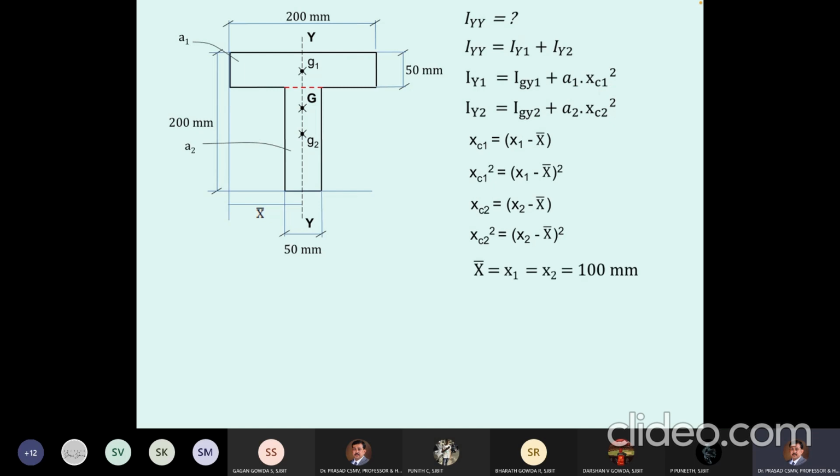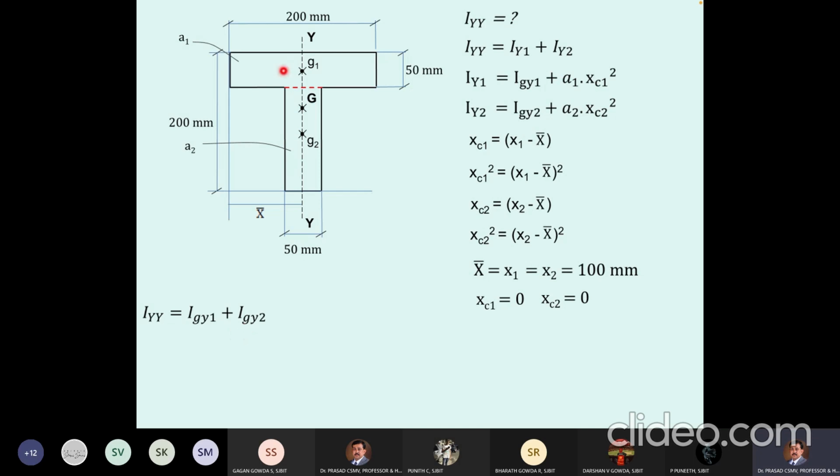But if you observe this equation, don't you see this G1 is at the same distance from the reference axis here, and capital G is also at the same distance from the reference axis here, 100. So you see x1, x2, x bar, they are all equal here. So what will happen? xc1 will be equal to 0. xc2 also will be equal to 0. So if you come to this equation, xc1 is 0, xc2 is 0. So the product of these two becomes 0. So the final equation for Iyy will be just left out with that Igy1 plus Igy2.